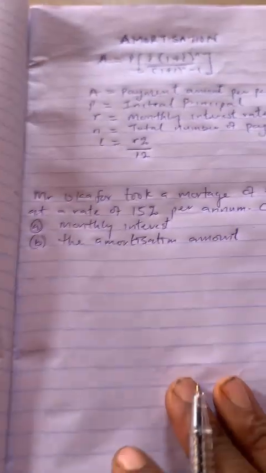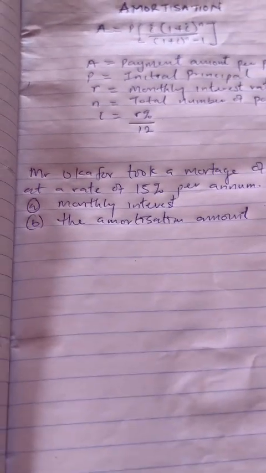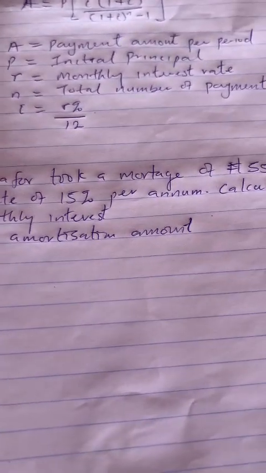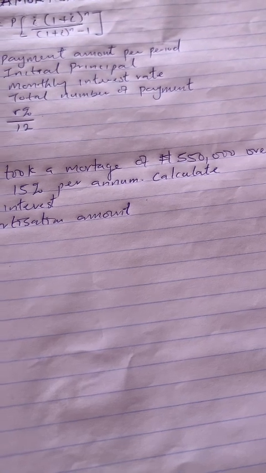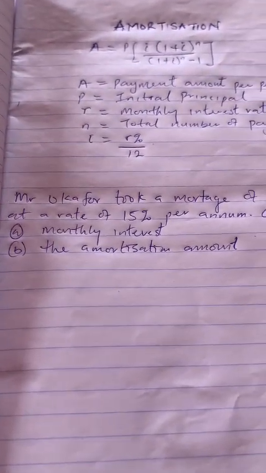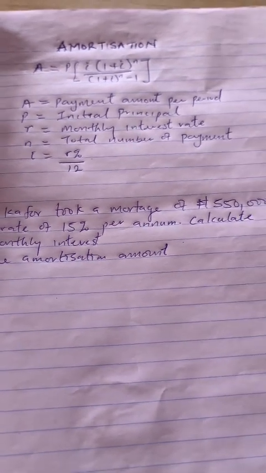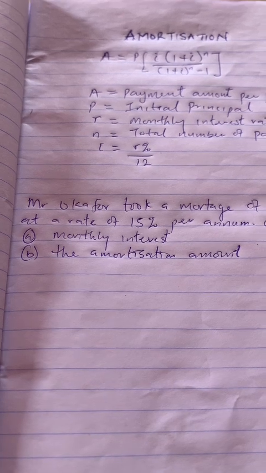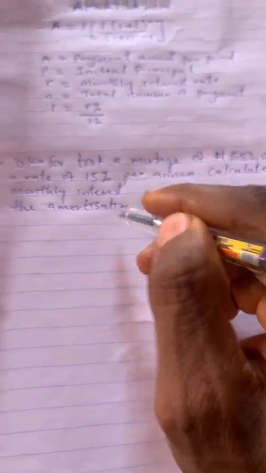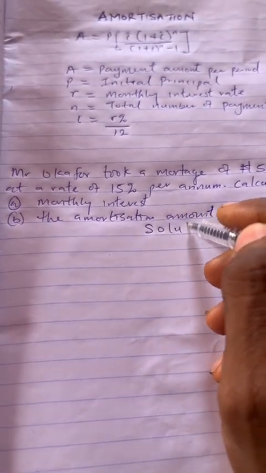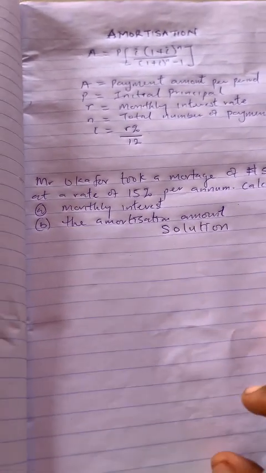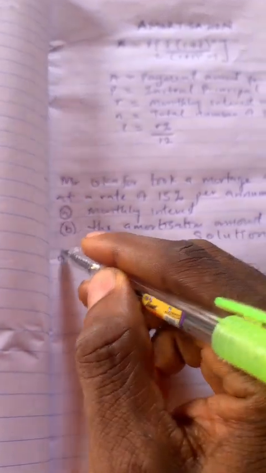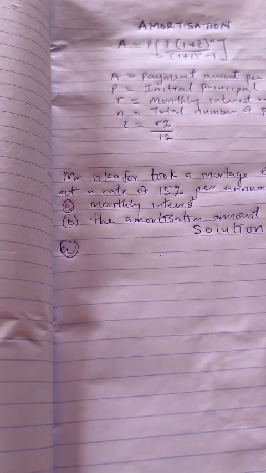Now, when you look at this question, it said Mr. Okafor took a mortgage of 550,000 naira over 25 years at a rate of 15% per annum. He said we should calculate the monthly interest and the amortization amount. So which means that if you want to calculate the monthly interest, let's say that our solution.